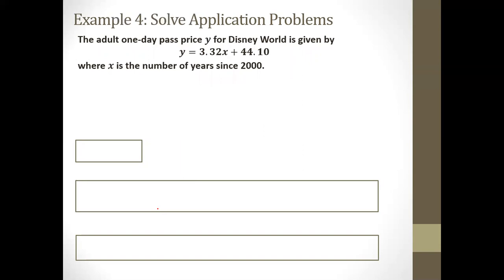All right, we have an adult pass for Disney World, where we're using y to represent the adult pass. You can find that price using the equation 3.32x plus 44.10, and x is the number of years since 2000. Use this equation to predict the price for 2015.